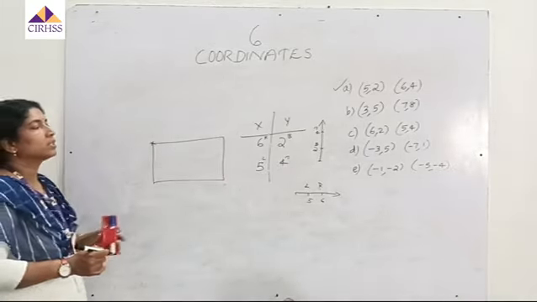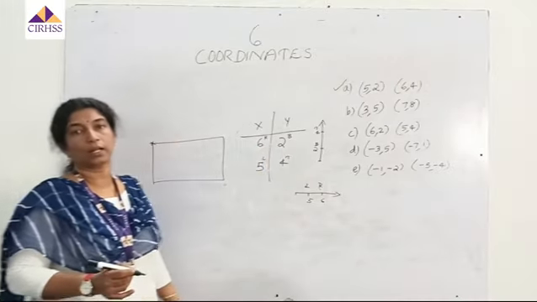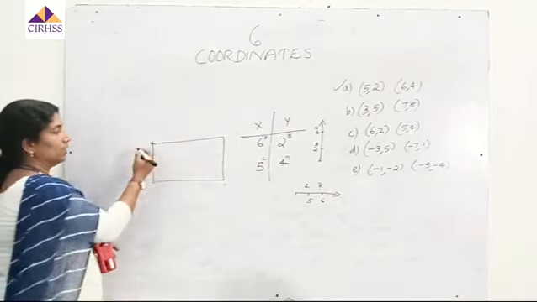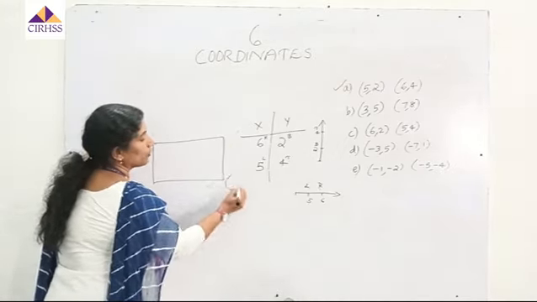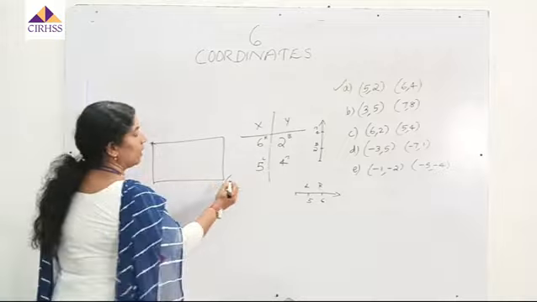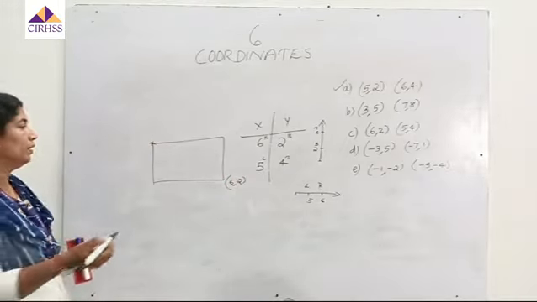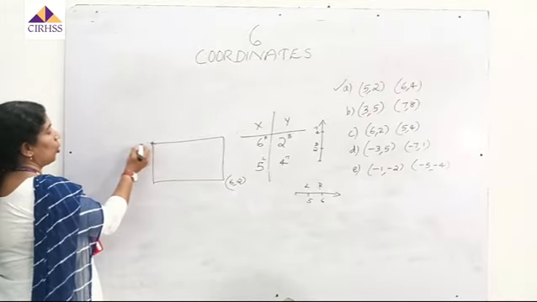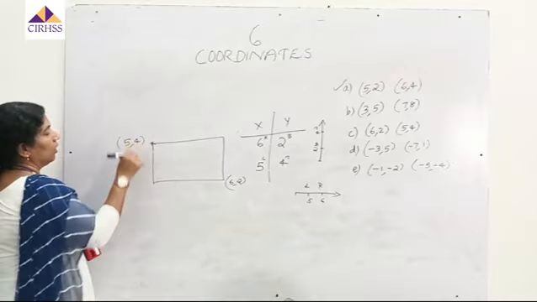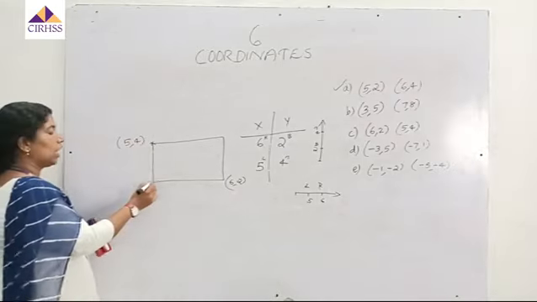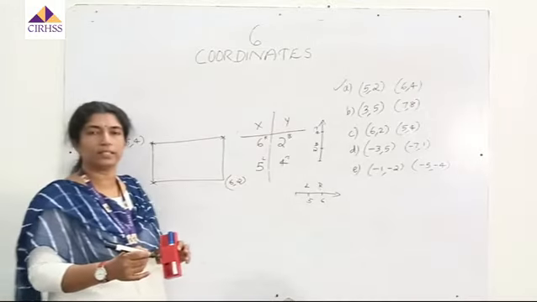Then 6, 2. Right bottom. Right side bottom. Okay. 6, 2. Right bottom. Next, left top. Left side top. That is 5, 4. Then find out the other two vertices.